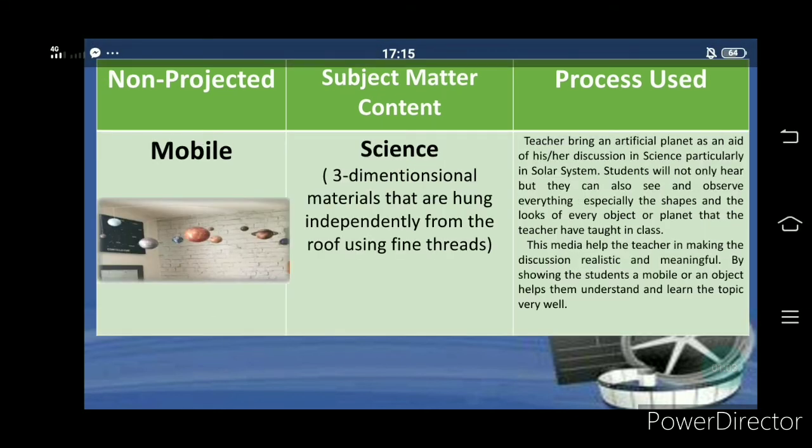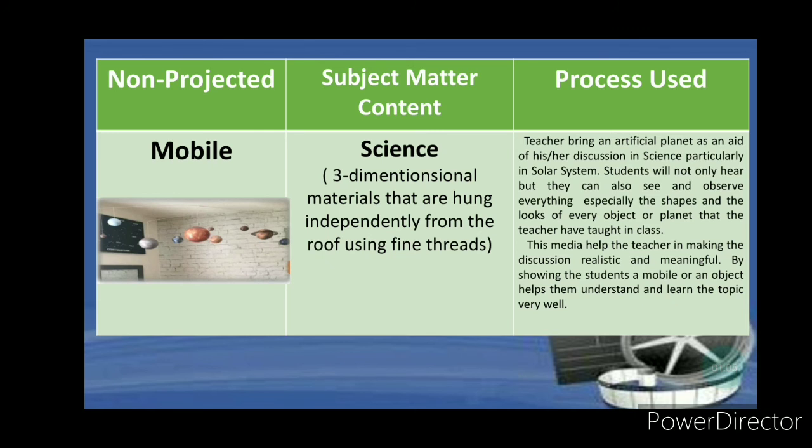The next one is mobile. A mobile is made of three-dimensional materials that are hung independently from the roof using fine threads. For example, the subject is science. The teacher brings an artificial planet as an aid in his or her discussion in science, particularly in the solar system.